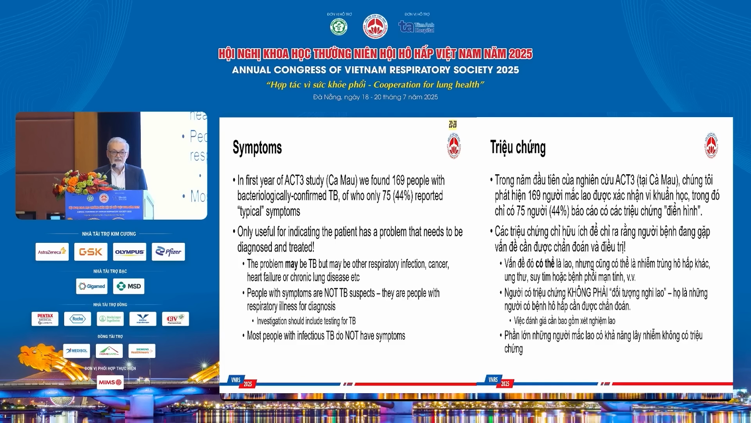The point is that most people who have symptoms of cough, even in a country like Vietnam, where TB is quite common, most people who go to see the doctor with cough or shortness of breath or fever or weight loss do not have TB. They do have a problem, but that problem is not TB. It may be TB, but for most people it is not TB.